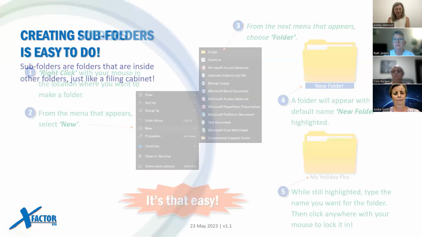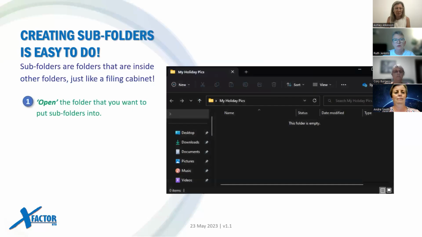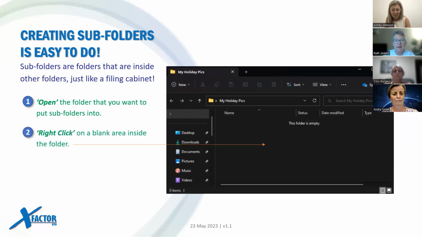Now, subfolders are very simple as well. They're inside the other folders. It's just like a filing cabinet. So open the folder that you want to put subfolders under. So open that one that you've just created. Okay, now you're going to create a subfolder under it. So you right click on the blank area inside the folder. You can see on the screen what that would look like. Am I going too fast? Everyone okay? Perfect. No, just go back a little bit, please. Okay, let me go back one slide.